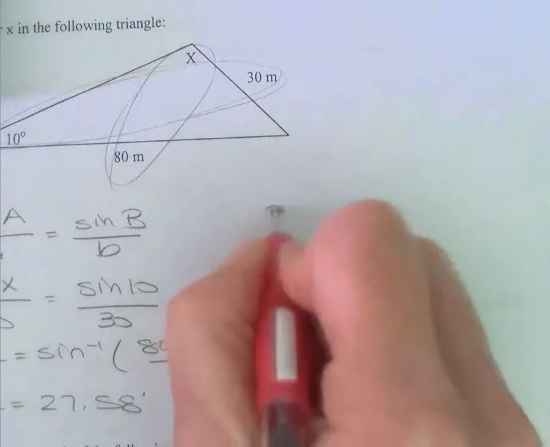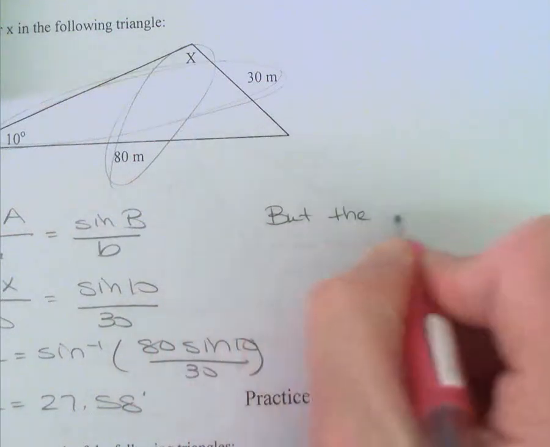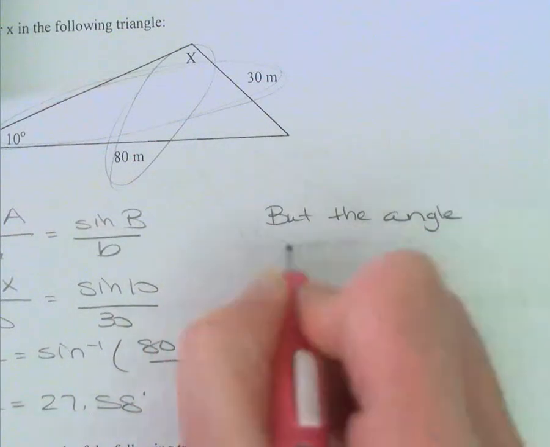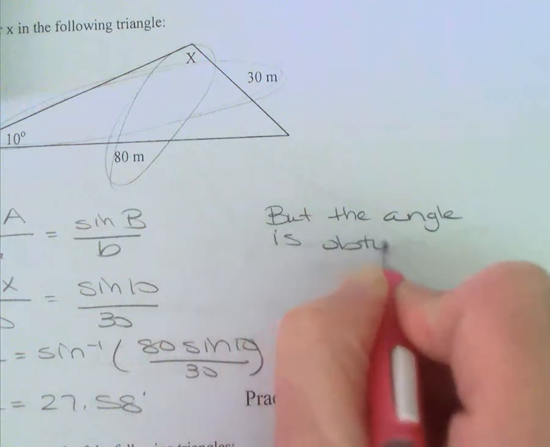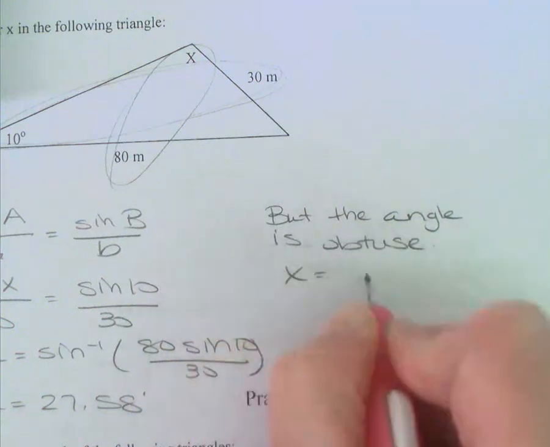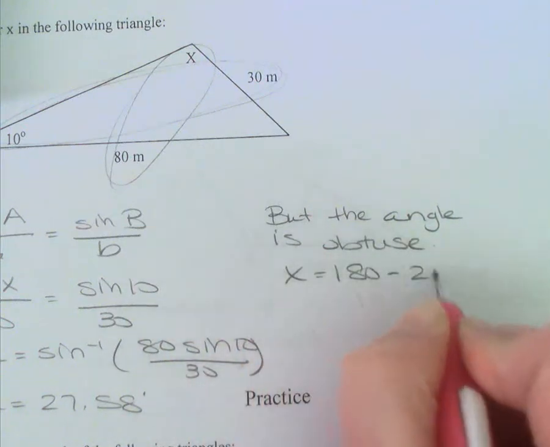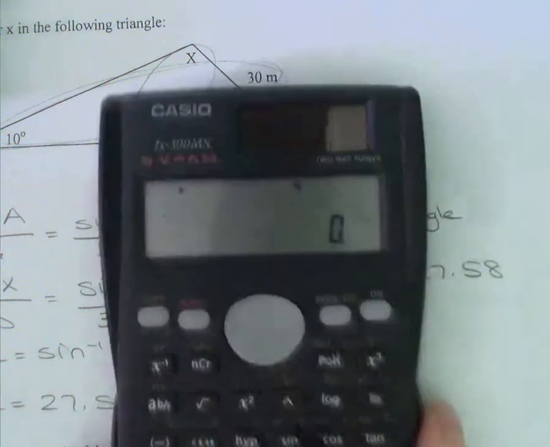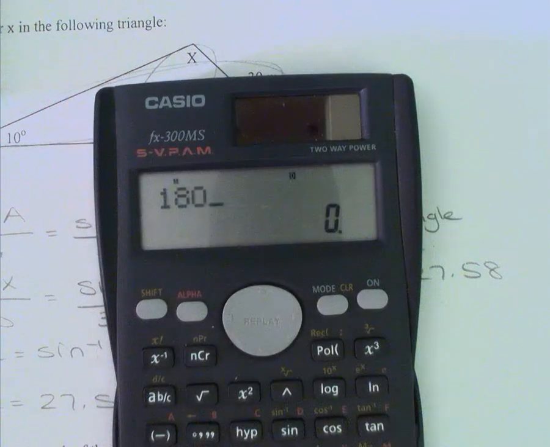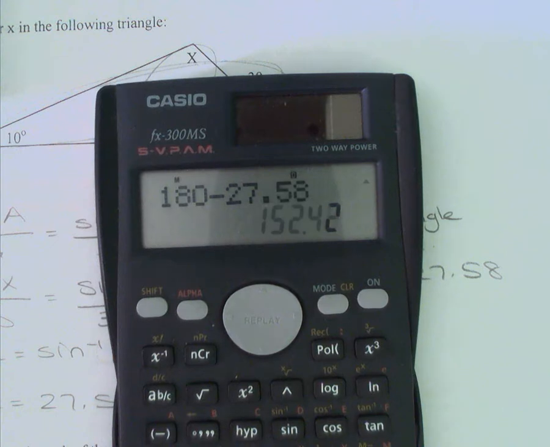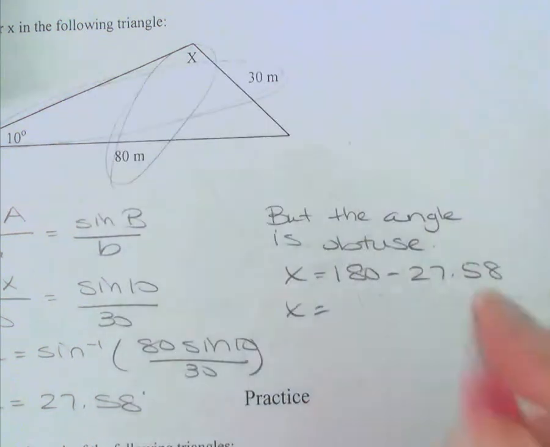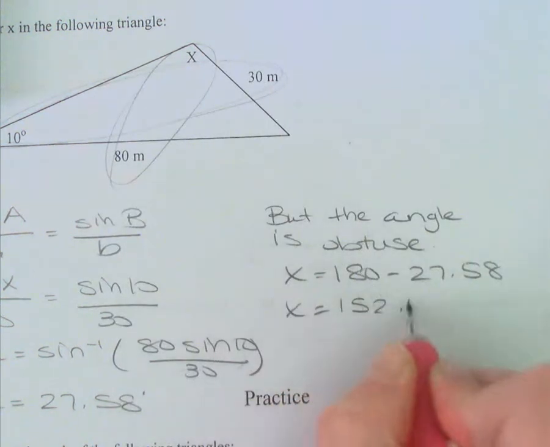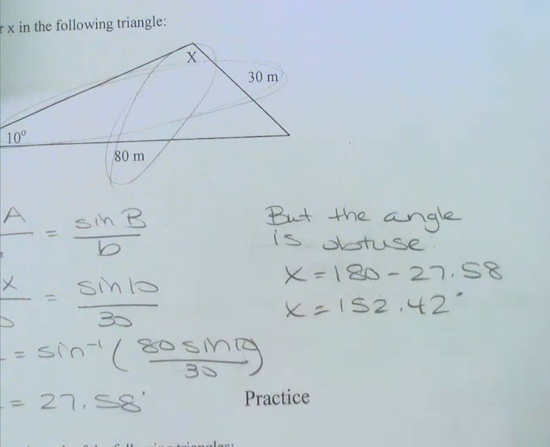So I'm going to say, but the angle is obtuse. So x is equal to 180 minus 27.58. So I'm going to do 180 minus 27.58. And I get that clearly the angle is 152.42 degrees.